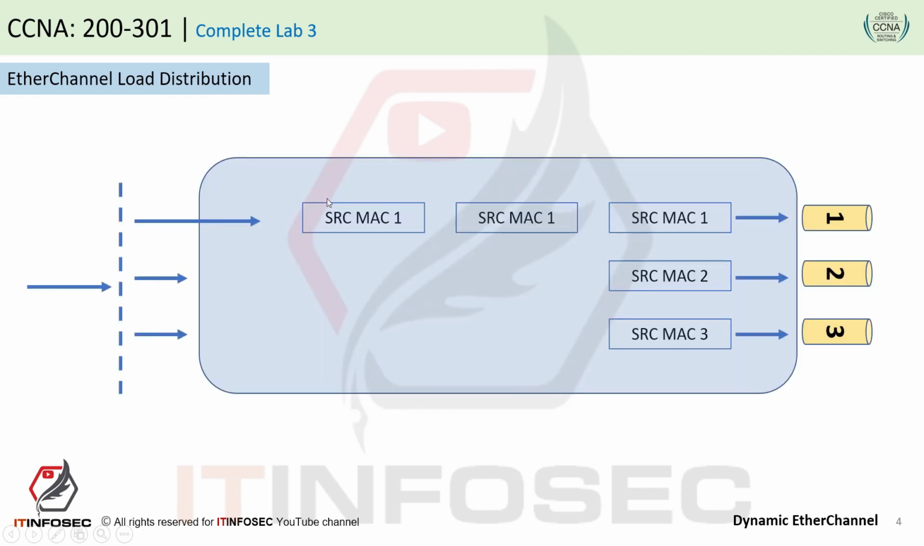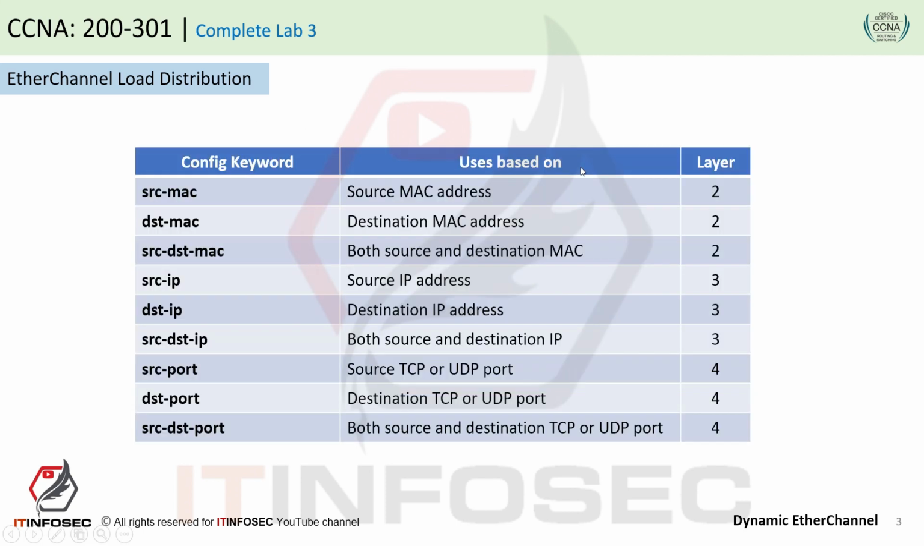And what about the working of EtherChannel load distribution? Let me describe one example. For example, when utilizing the load distribution method for source MAC, src-mac, which considers the source MAC address, frames sharing the same MAC address are directed over a single link.